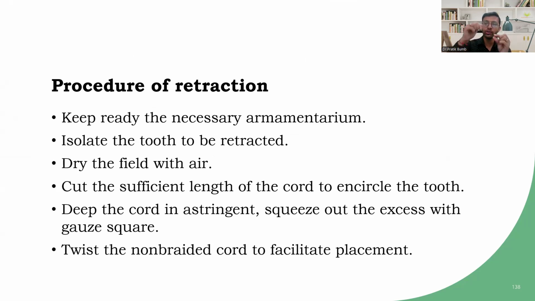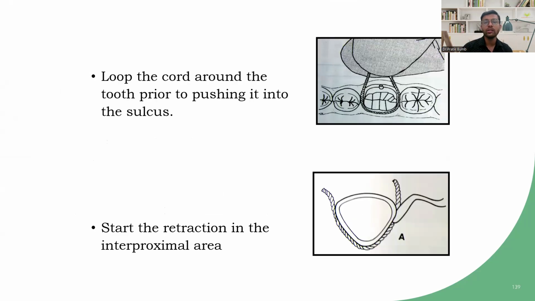So if the cord is non-braided, you twist the non-braided cord and then you place it there. If it unwinds inside the sulcus, it will give you more retraction. So loop the cord around the tooth prior to pushing it into the sulcus, and then start retraction in the interproximal area. Because once you start in the interproximal area, your retraction will not come out easily.